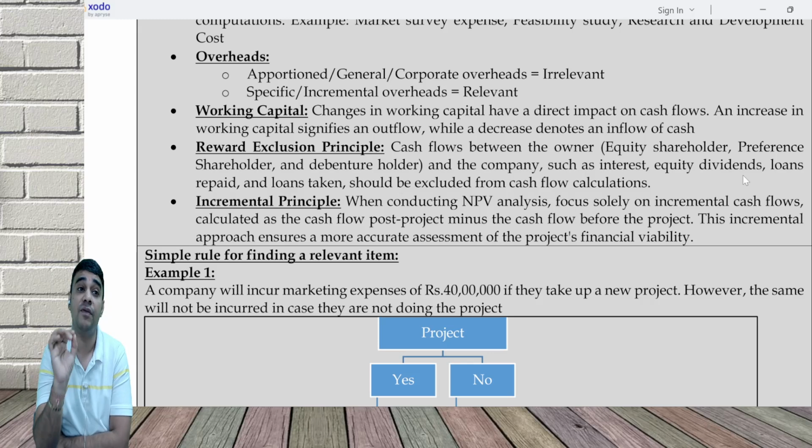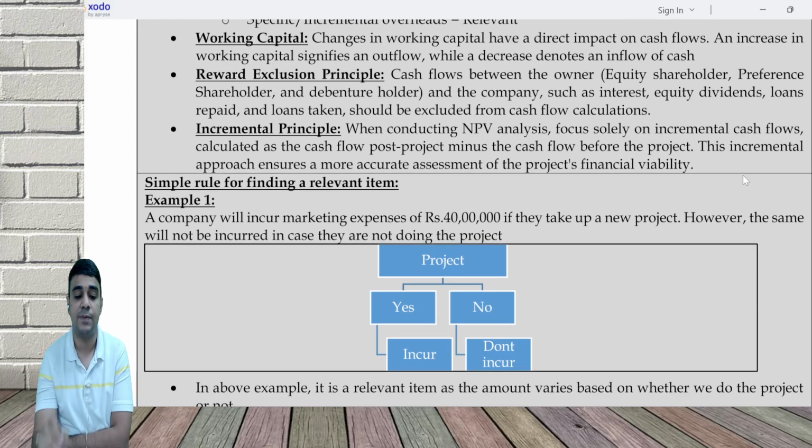In some questions we will use only the equity shareholders' approach, which is called the FCFE approach. In that case, equity dividend is ignored, interest paid is considered, and repayment of loan is considered, unlike FCFF. Incremental principle is our focus should only be on extra items, not on anything which is generally there.